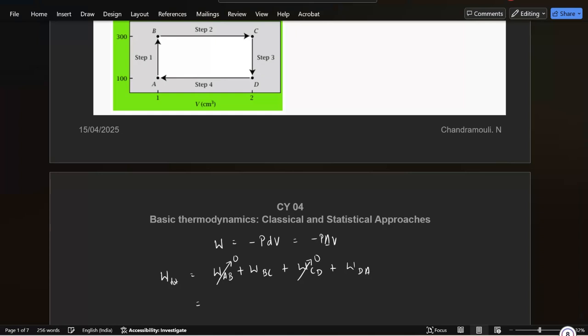So that is P external at B into the volume at C minus volume at B, plus minus PD into volume at A minus volume at D. All right, so this is clear, right? This is P external, volume at C minus volume at B. Similarly for this path, volume at A minus volume at D. Correct.